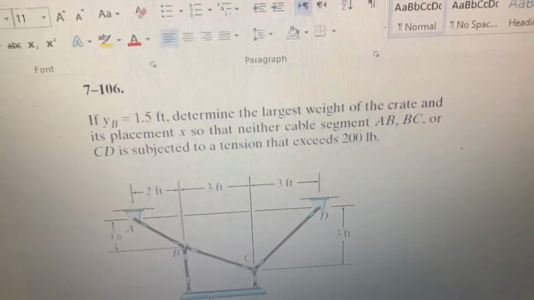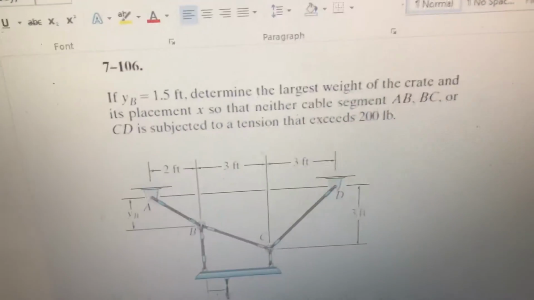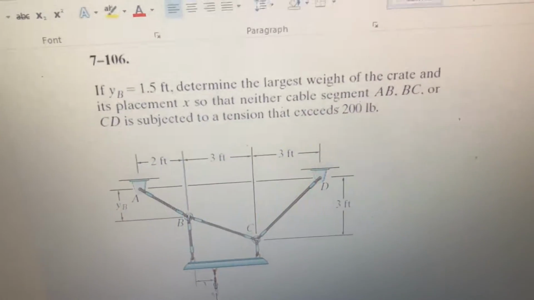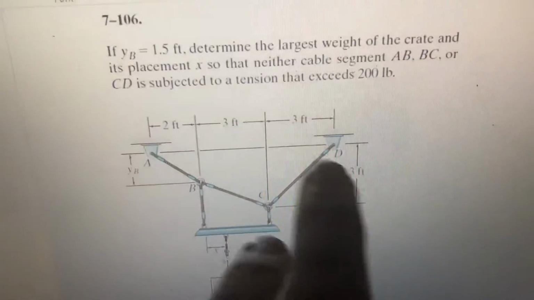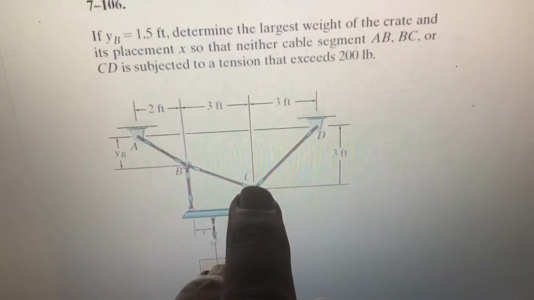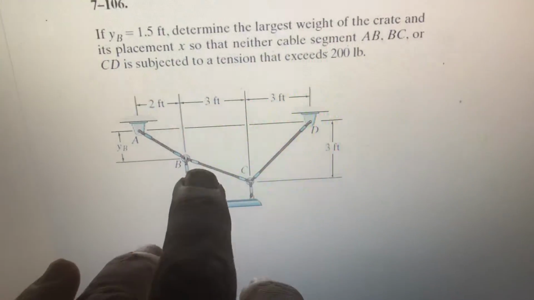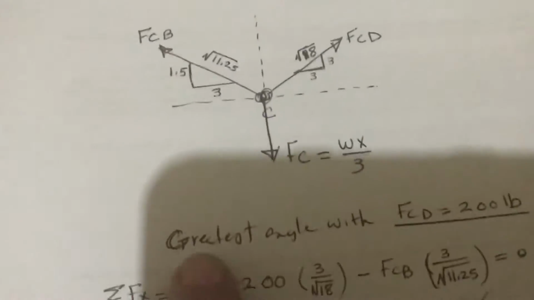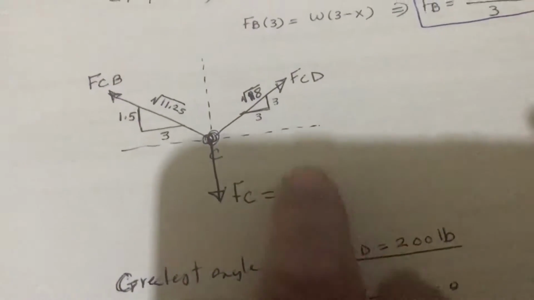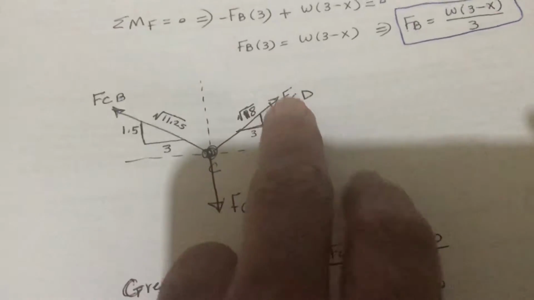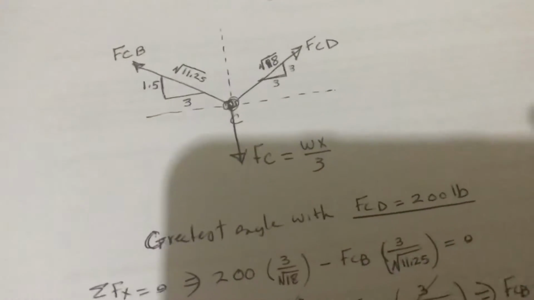And we could apply this 200 pounds to the one with the greatest angle. Of course, the greatest angle should be here, because it's 3 and 3. This is not the greatest angle, it's 3 and 1.5. So the greatest angle, we're going to assume, is the one with the force 200 pounds. So FCD is equal to 200 pounds.